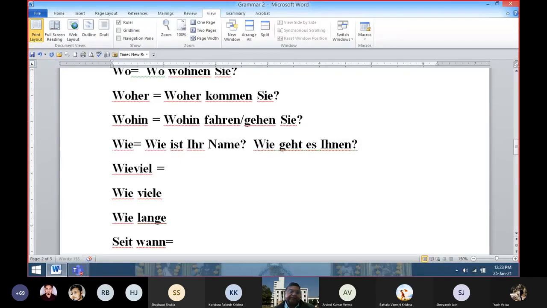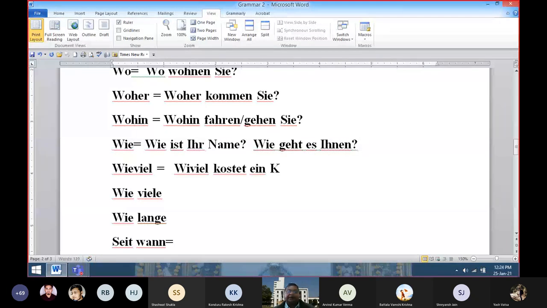Next one is wie viel. The meaning of wie viel is how much. Generally we use this question for asking about the time, the quantity, or the price of something. Like one can ask, wie viel kostet ein Kilo Apfel?